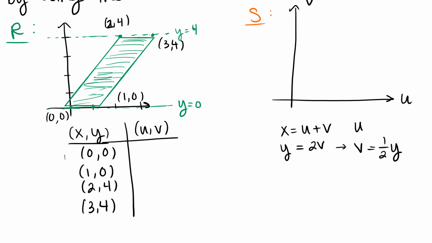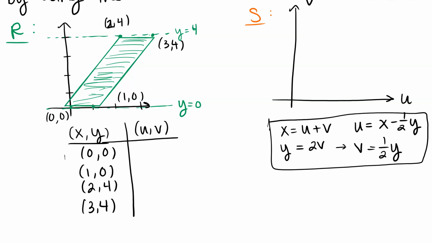And so what would u equal? u is going to be x minus v, but what is v? It's 1/2 y. Okay, so this is my transformation. These are all the equations that relate my x's and y's and my u's and v's together. So when x and y are 0, notice that u is also 0, and v is 0. So this green point right here is going to just transform to 0, 0 right there.